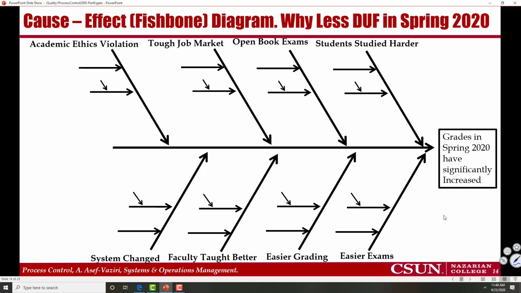I think I am done with this part, and then I will have a third part on this quality issue, which I will talk about process control charts.